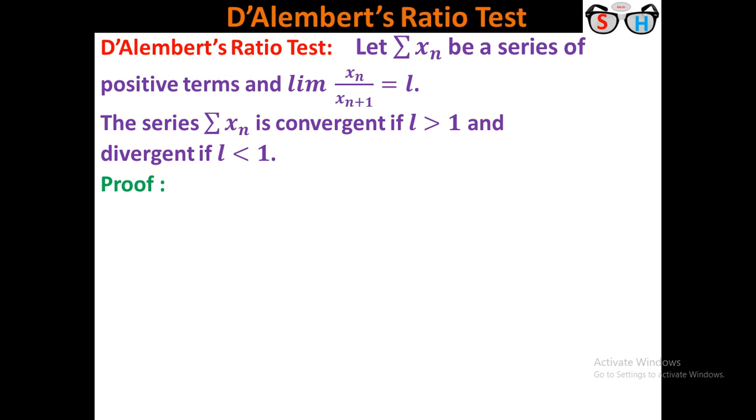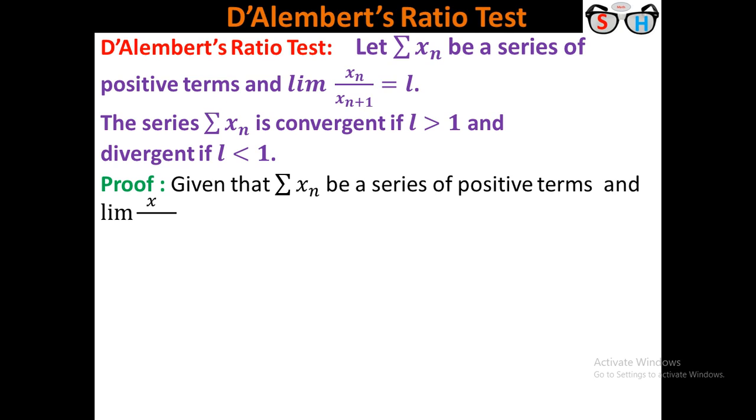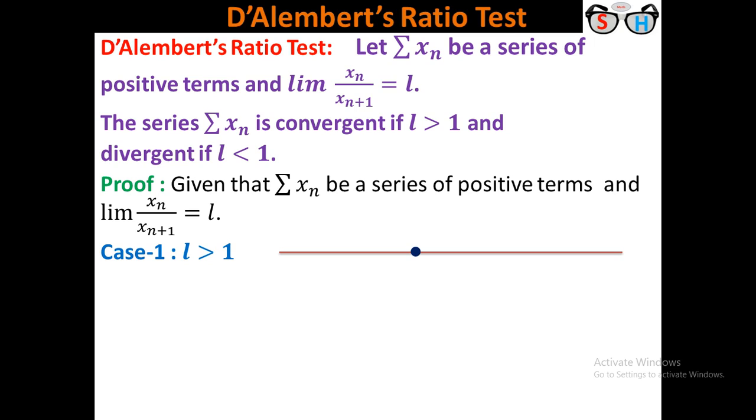However, let's go to the proof. Given that Σxn is a series of positive terms and limit xn upon xn+1 is equal to L. In case 1, we consider L greater than 1. Suppose this is 1. Since L is greater than 1, on the real line L will be to the right side of 1, that is there. So there is a gap between 1 and L. So you get a real number between 1 and L by the density property of R.